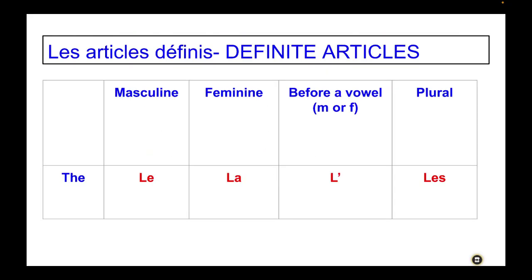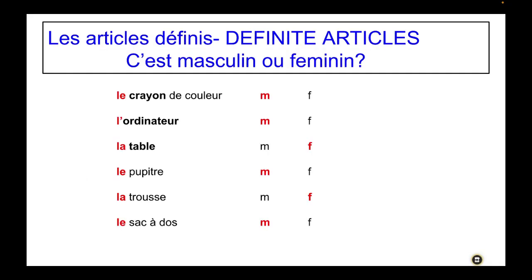And here you go for definite articles. We have four of them. We have le, we have la, we have the L apostrophe before the vowel or silent H, and we have les for the plural. This is, as I said, a quick review because you've been using it this year and you learned it last year. So I am expecting all of you to know le, la, les, and L apostrophe. These are some examples.